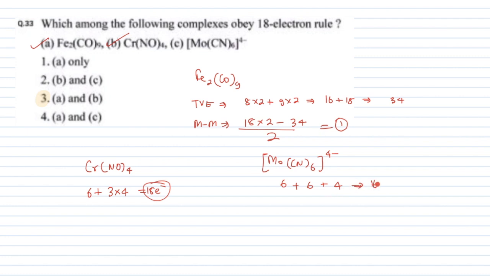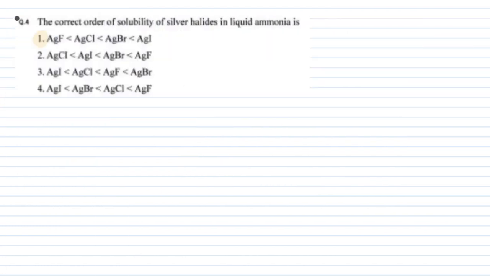So you are only having 16 electrons, it's not an 18 electron species. So this is not following the 18 electron rule. It's pretty simple, very easy. Option number 3 is correct. A and B are going to be following the 18 electron rule. C is not following that. Alright. Let's talk about this particular question over here.